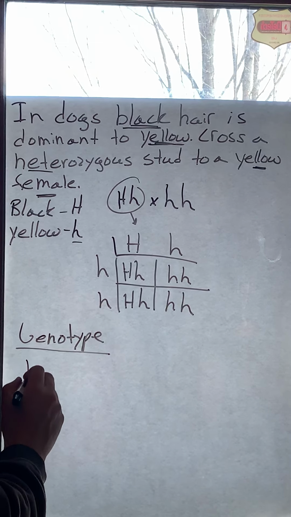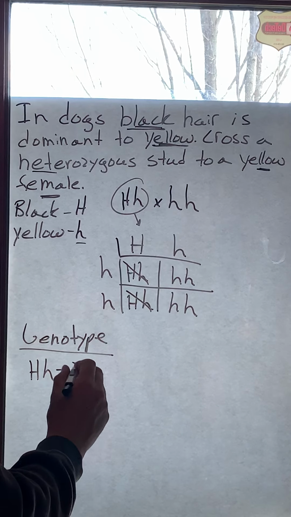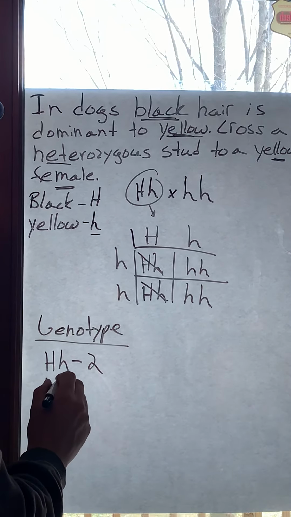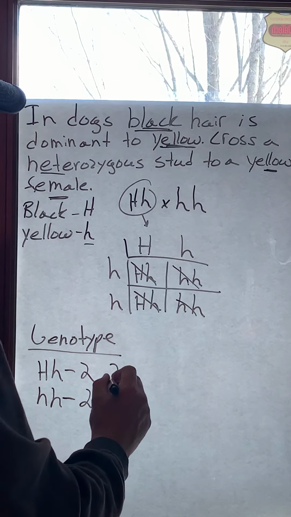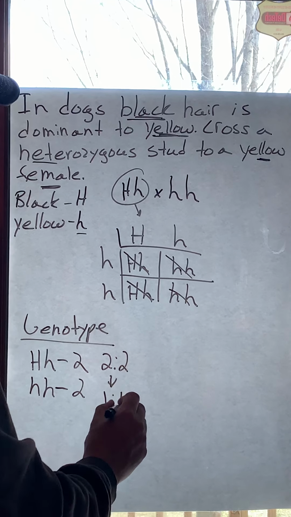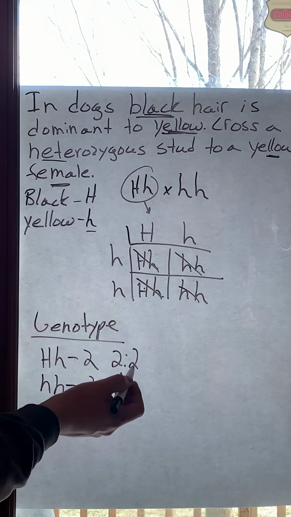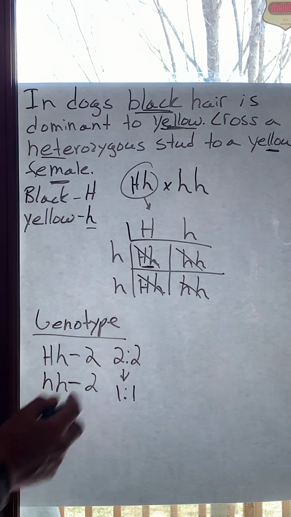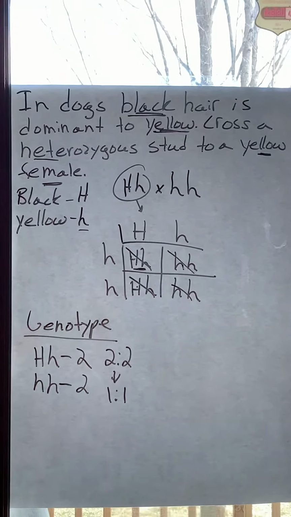The first one is big H, little h. There's one, two of those. The next is little h, and there's one, two of those. So we have a ratio of 2 to 2, or you could reduce that to 1 to 1. Or a 50% chance, because we have 25 and 25, is a 50% chance of a heterozygous, or a 50% chance of a homozygous recessive.